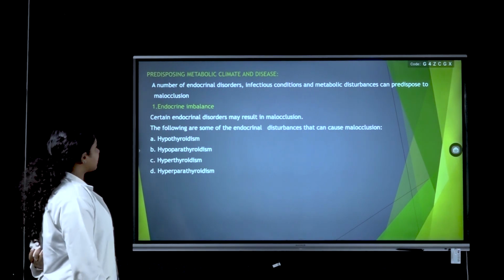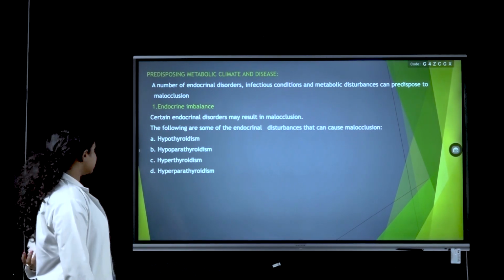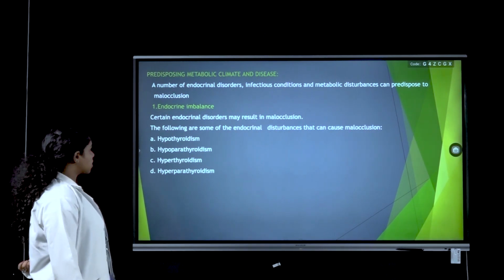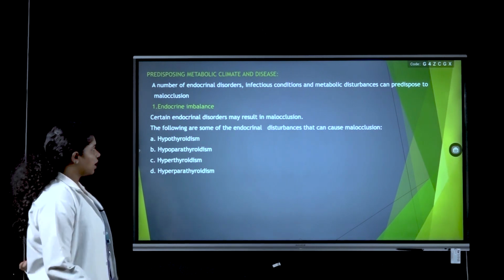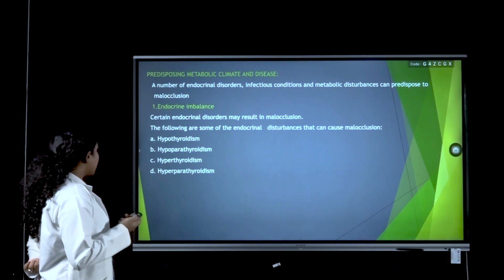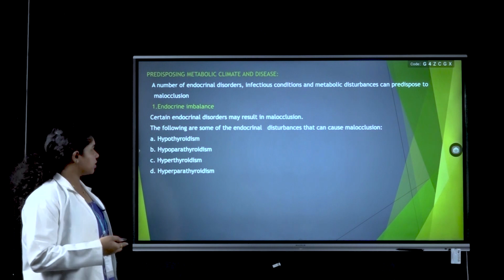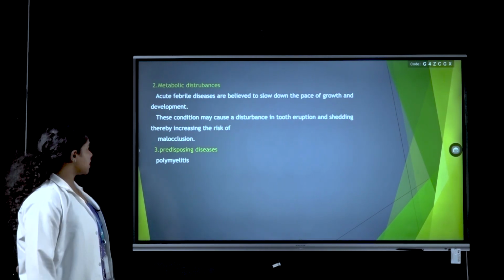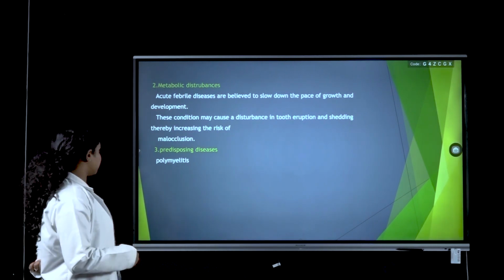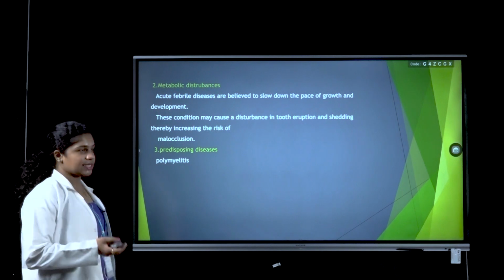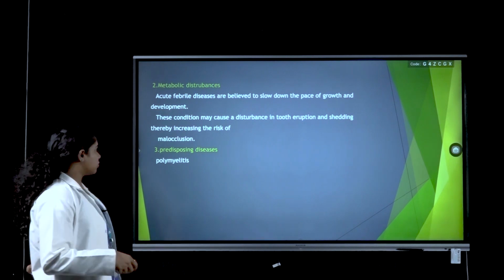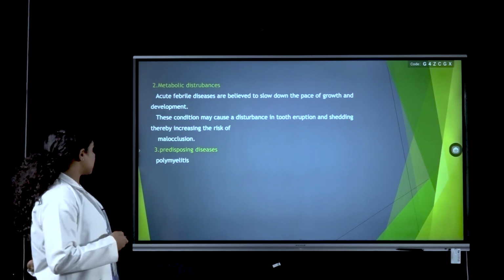Then coming to predisposing metabolic climate and disease, which includes endocrine imbalance. Conditions such as hypothyroidism, hypoparathyroidism, and hyperparathyroidism can also cause malocclusion. Metabolic disturbances such as acute febrile diseases are believed to slow down the pace of growth and development. These conditions cause disturbances in the tooth eruption and shedding, so they increase the risk of malocclusion. Predisposing diseases such as poliomyelitis.